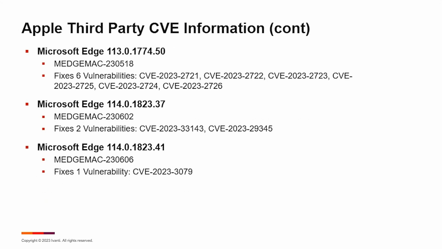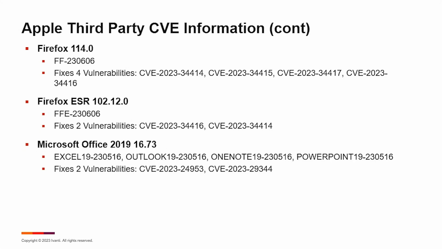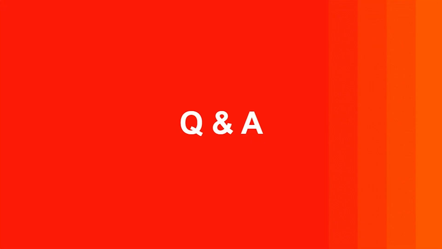The Edge related releases there. Again, the third one with the fix for 1 vulnerability for both of those browsers, that's the one you want to make sure you're at least at that build. That's the 0-day. And then Firefox with 4 and 2, depending on if you're on the Firefox or ESR branch. Office with 2 vulnerabilities resolved for the Office 2019 on Mac. And that wraps up the Between the Patch Tuesdays.